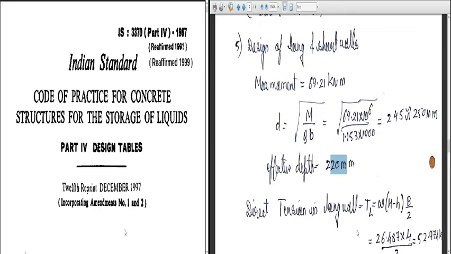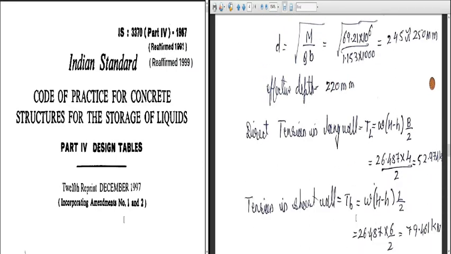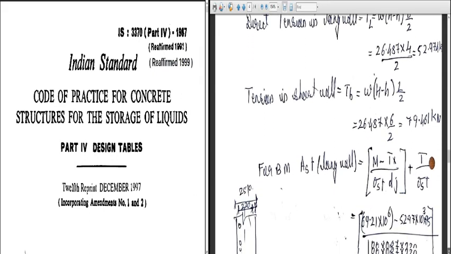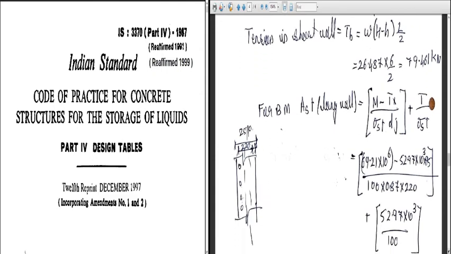So direct tension in the long wall. Direct tension in the long wall is given by TL is equal to omega h minus h b divided by 2. So 26.487 into 4 divided by 2, 52.974 kilonewton. Similarly, direct tension in short wall TB is equal to WH minus H into L by 2. So 26.487 into 6 by 2 is equal to 79.461 kilonewton.